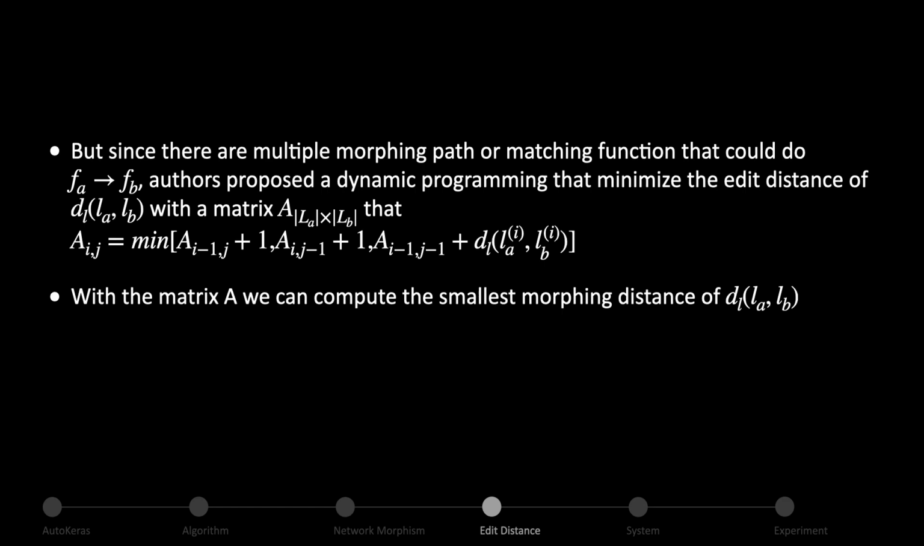But since there are multiple morphing paths or matching functions that could map FA to FB, the authors propose a dynamic programming that minimizes the added distance DL of LA-LB with a matrix A, LA cross LB. With the matrix A, we can compute the smallest morphing distance of DL, LA, LB.